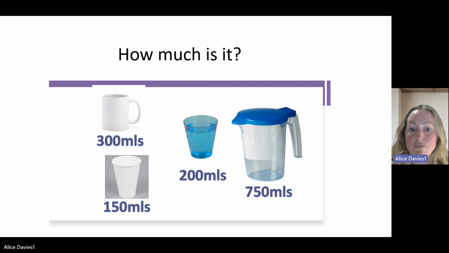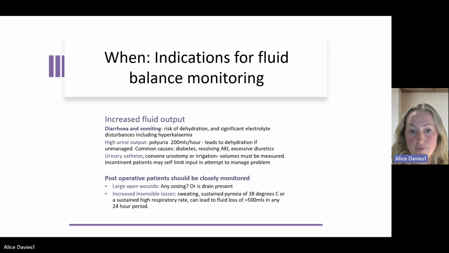So it's important that we recognise how much is being presented when we have a look at our jugs. So here you've got your 750ml jug, 150ml cup, a 200ml cup and a 300ml mug of tea. And it's important we also understand when we're reviewing fluid balance, what are the indications?